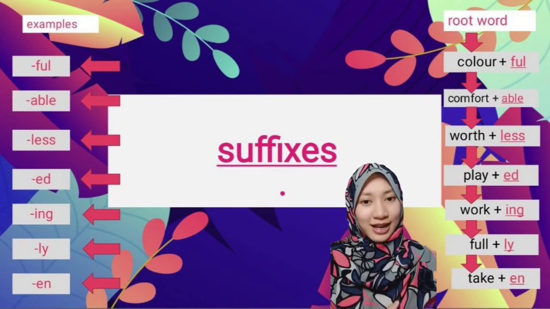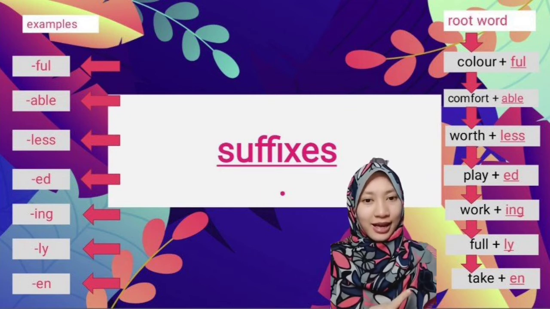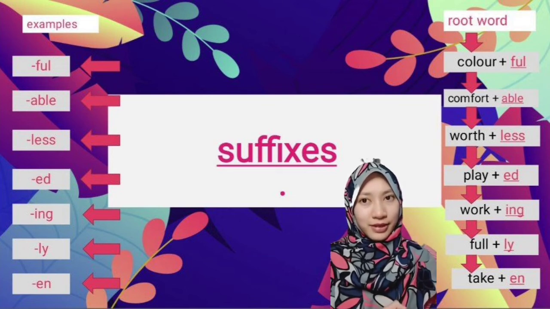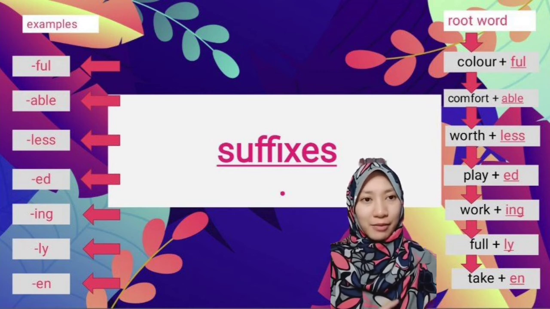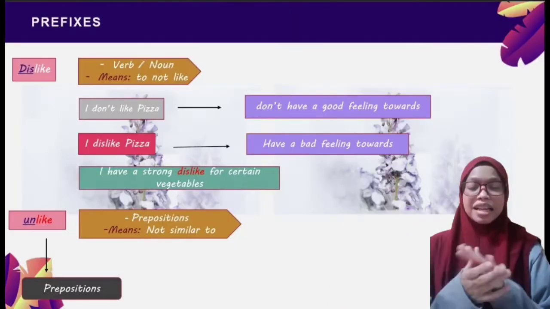So, for the last example, it is suffixes. Suffixes have examples like ful, able, less, ed for past tense, ing for present continuous tense, ly, and also en. For the first example, like ful, when combined with a root word, it can be colorful, comfortable, wordless, played, working, fully, and also taken.